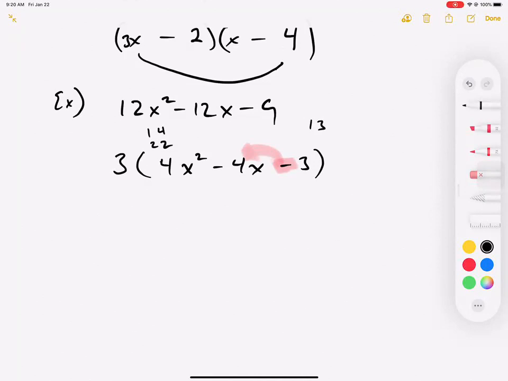1 times 1 is 1. 4 times 3 is 12. 12 and 1 does not make 4. Flip. 4 times 1 is 4. 1 times 3 is 3. 4 minus 3 is 1. Nope, that's not an option. 2 times 1 is 2. 2 times 3 is 6. 6 minus 2 is 4. So here's my option.